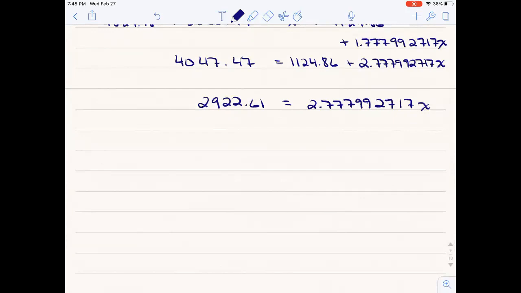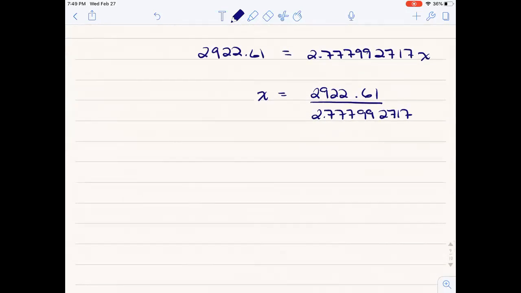And now, solving for x, x is 2,922.61 divided by 2.777992717, which is why I encourage you to store it. So x is 1,052.058194. So in money, x is 1,052.06.